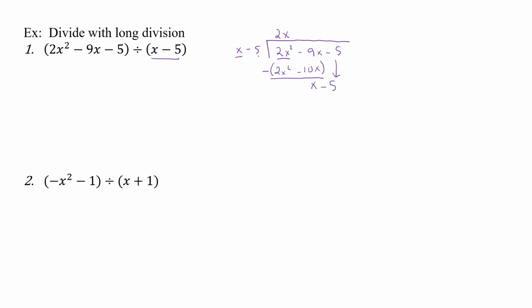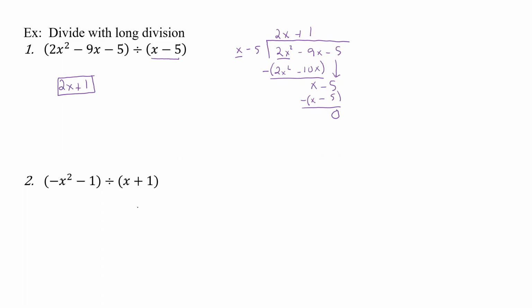Now this one divides evenly because x minus 5, if we multiply that by a plus 1, we get x minus 5. And then when we subtract that off, x minus x is 0, negative 5 plus 5 is 0. And so we get a remainder of 0. And so our answer to this is just 2x plus 1. And so that's what it is equal to.